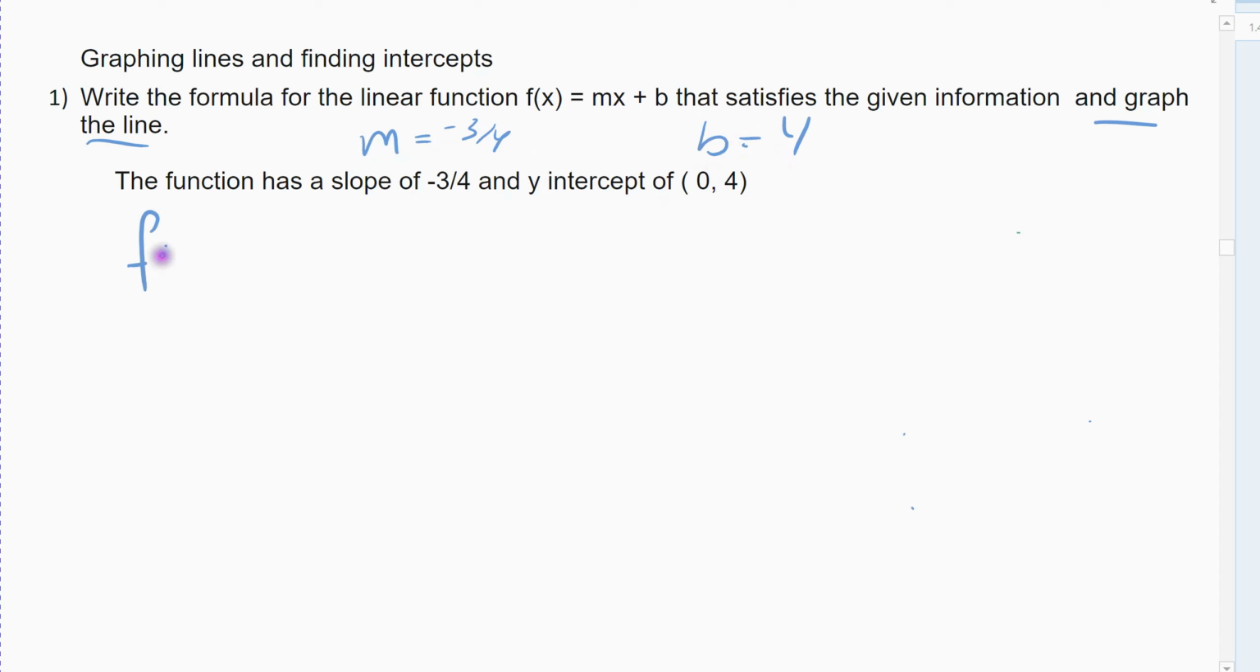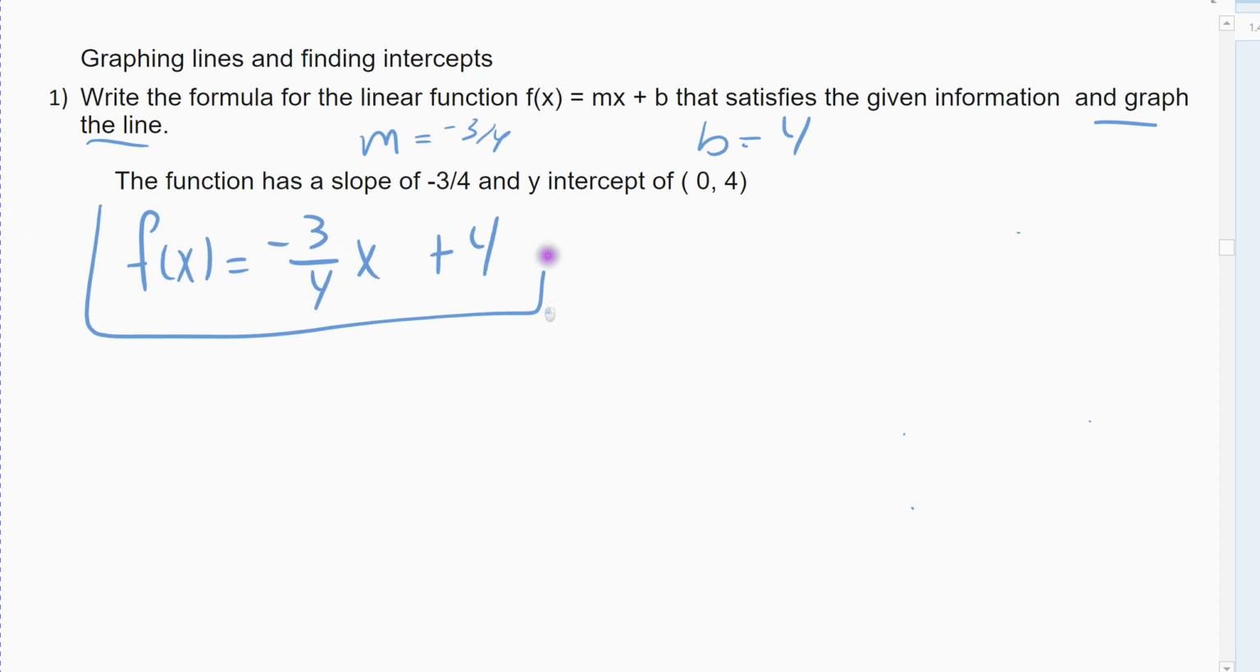And so our function, in this case, is just simply negative 3/4 x plus 4. There's our linear function. And now the graph. I'm going to use the y-intercept and the slope to graph. This is why the y-intercept's nice. So I'm going to start with the point (0, 4), and then I'm going to use the slope, negative 3/4.